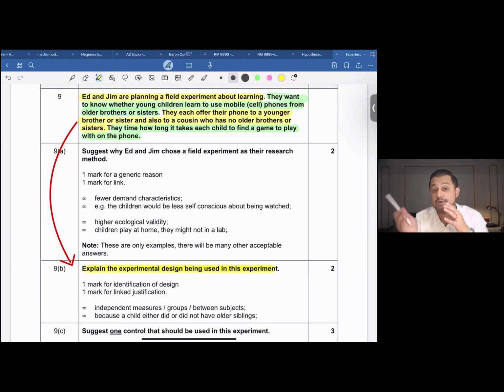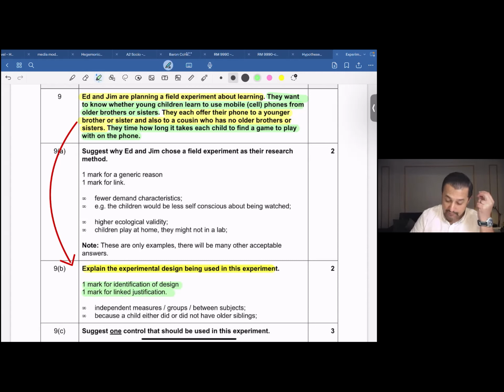Matched pair design is when different participants are made to go through different experimental conditions. However, the characteristics or traits of participants from different levels of the IV match to the best of the researcher's capability, keeping practicality in mind. So, explain the experimental design being used in this experiment. This happens to be a 2-mark question. How do you get marks here? You get the first mark for identification of design, and the second mark for link justification.